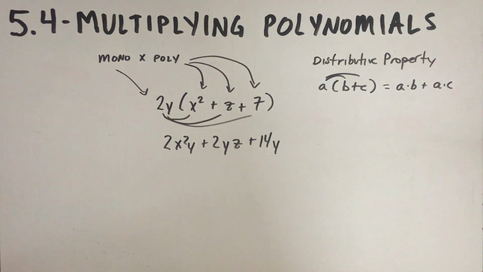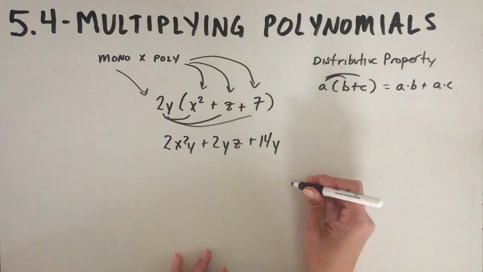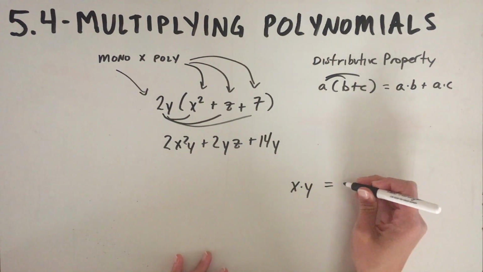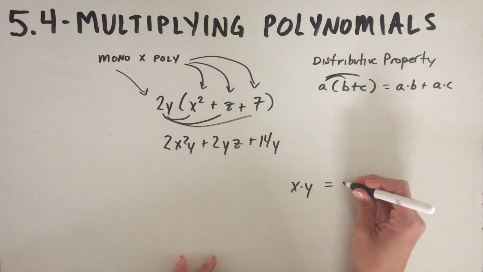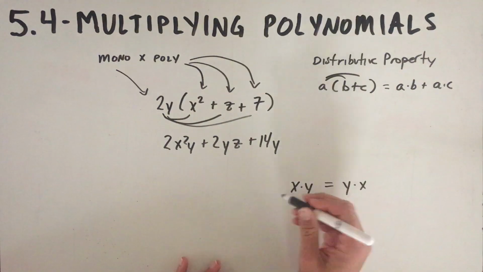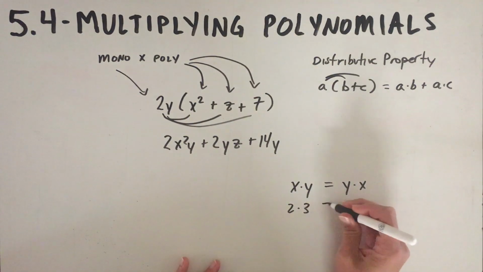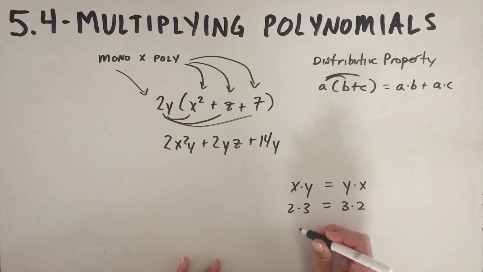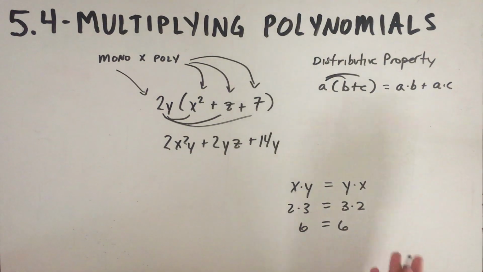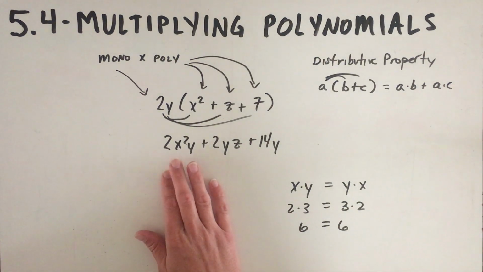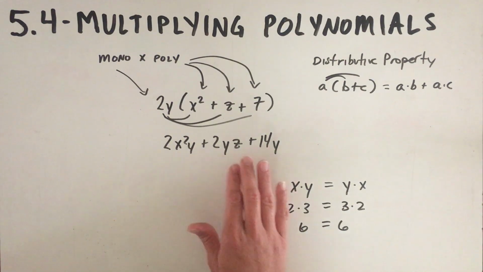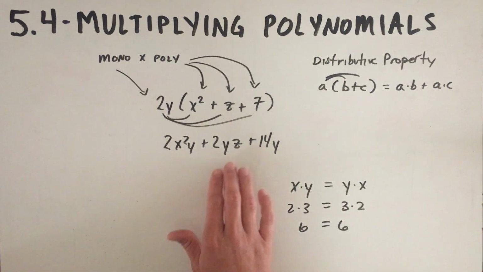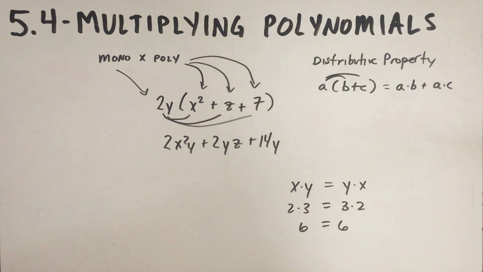Now I always get someone that asks me, does the order of the variable matter? Well, we know that the order of the multiplication doesn't matter, so x times y is the same thing as y times x. Because if x was 2 and y was 3, 2 times 3 is 6 and 3 times 2 is 6. So the order doesn't matter, but typical format of these answers will always be in alphabetical order. So if you have x and y, x comes before y. If you have y and z, y comes before z. So we would write them in alphabetical order if we have more than one variable.